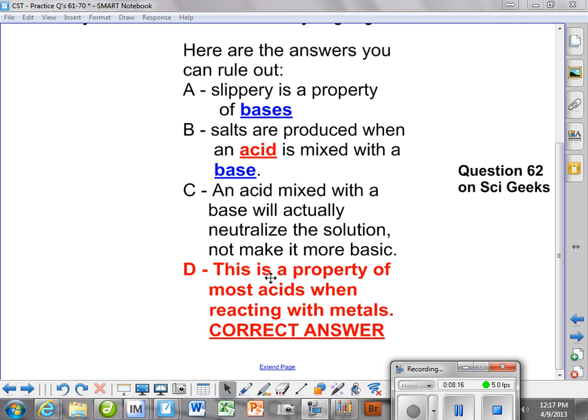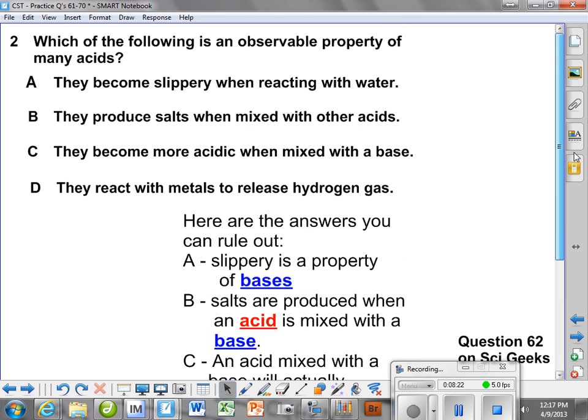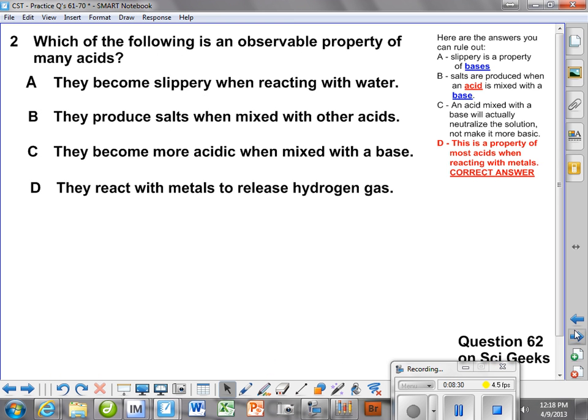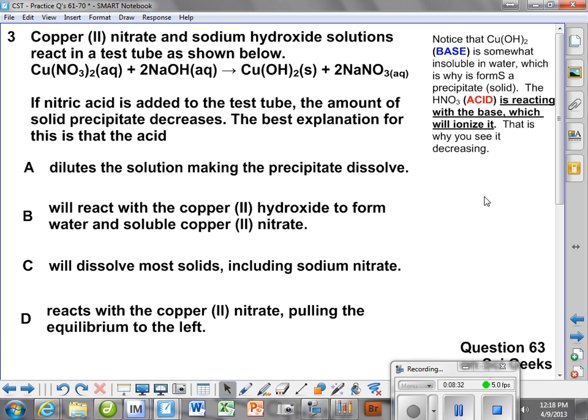But then we see in letter D, this is actually a property of most acids when reacting with metals, which is why it is the correct answer. And what is that? It releases hydrogen gas. Okay, so now we've done 61 and 62. Let's go to 63. And what are we doing here?